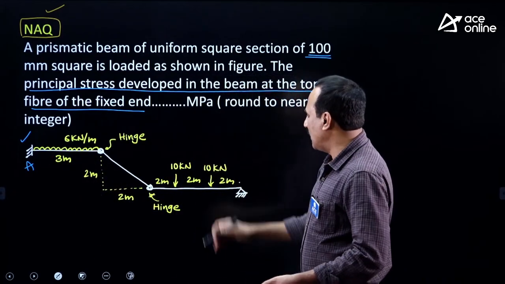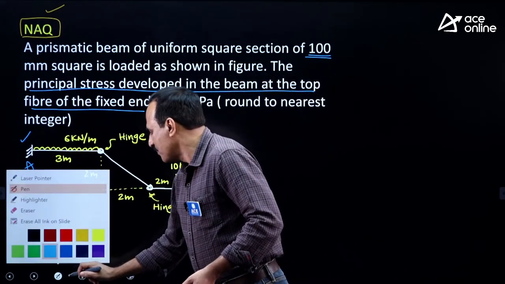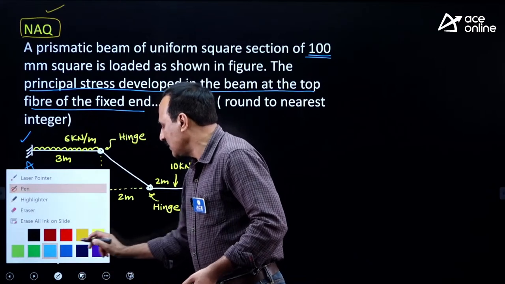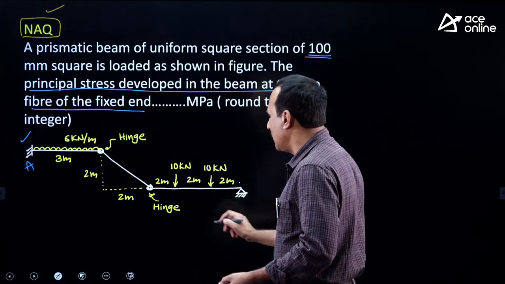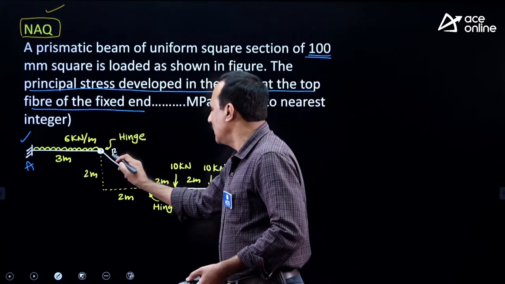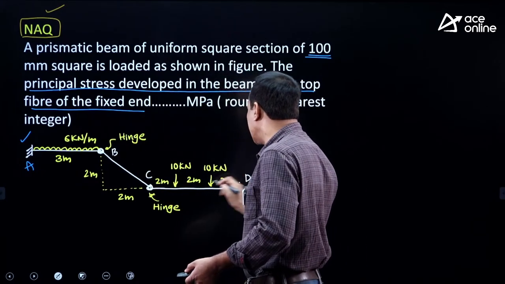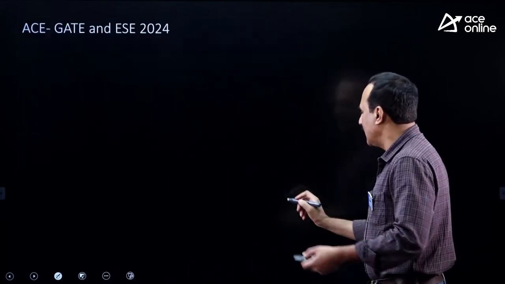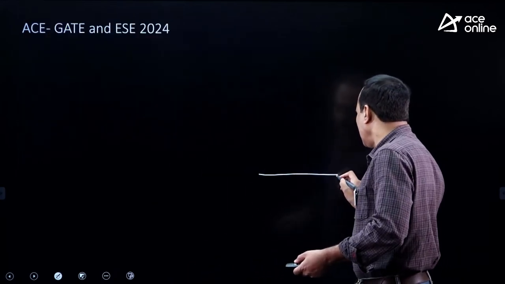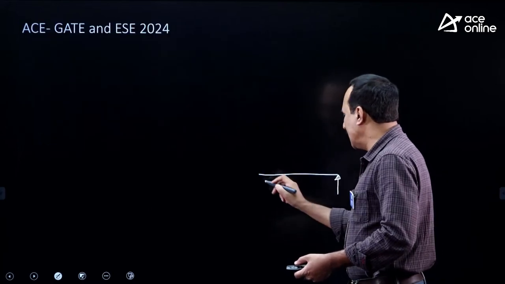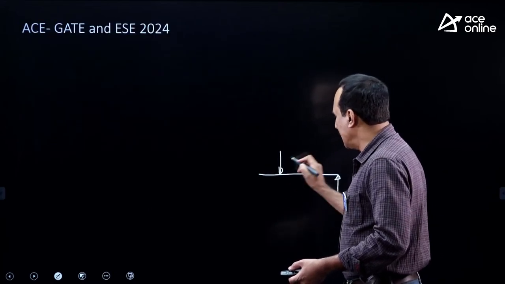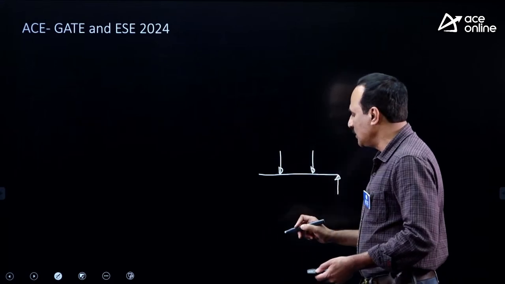For that, we use the divide and rule policy, taking free body diagrams. I'll take this as A, B, C, D. I'll separate C, D on the next page. C, D means this is a hinge. Assume that vertical loading is there, so only vertical reaction will come at the hinge.